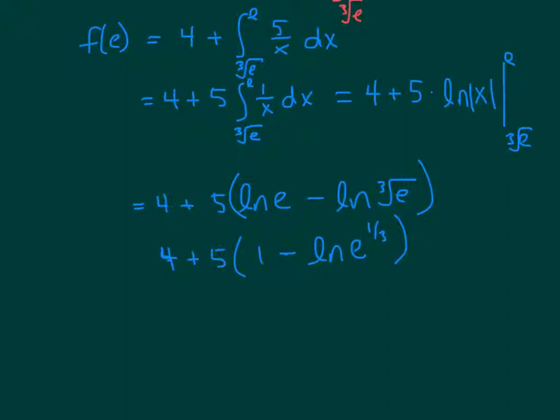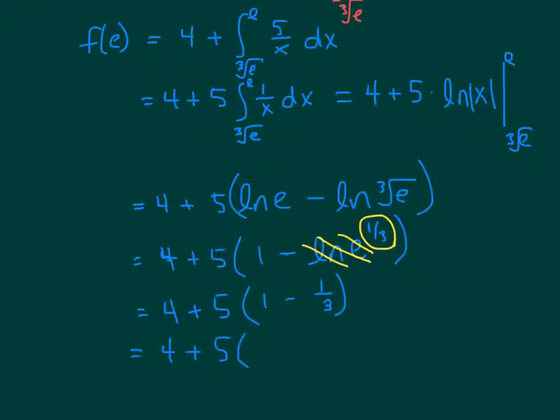Okay, using our log rules, anytime you have natural log e, that goes away and your exponent is what remains. That's your answer. So hopefully if that doesn't ring a bell, you just learned something new. So 4 plus 5 times 1 minus 1/3. Okay, a couple more last steps here. Well, this would be 3/3 minus 1/3, so 2/3. Okay, so that's 4 plus 10/3.